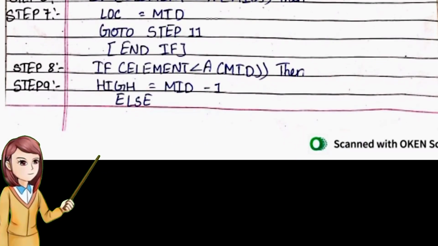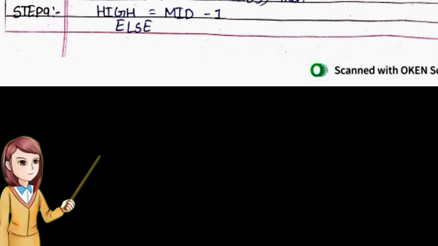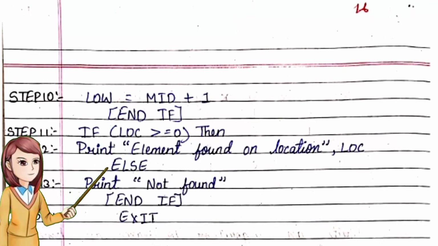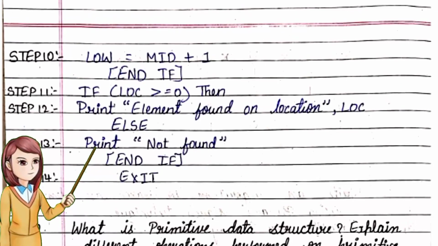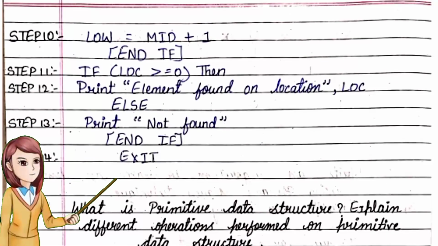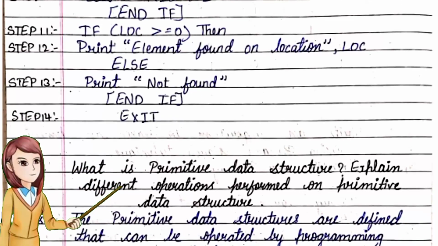Here we have some steps. 14 steps are there. You can see the 14 steps. This shows how the algorithm works in a binary search.